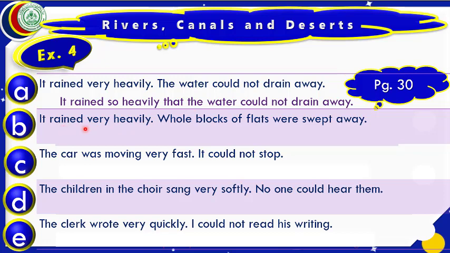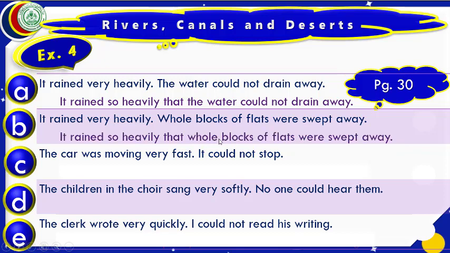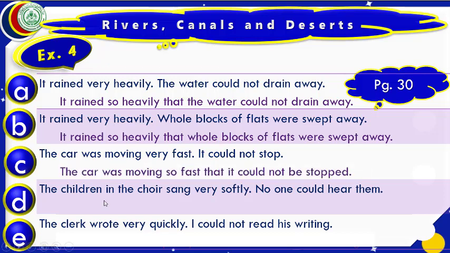What will be the answer of B part? It rained so heavily that whole blocks of flats were swept away. Let us write the answer. Dear students, this is the way to write these answers. C will become: The car was moving so fast. Next will be: The children in the choir sang so softly.